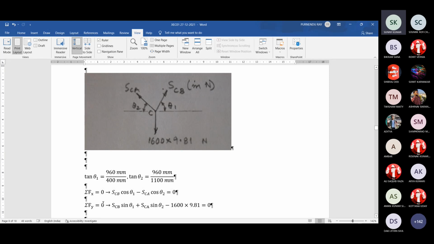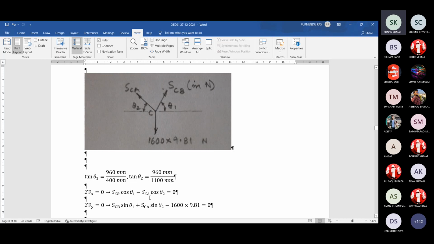Similarly, algebraic summation of component of all the forces in y positive direction is SCB sine theta 1, this one, then SCA sine theta 2, this one, minus 1600 multiplied by 9.81, everything in Newton. So that's all. We solve this. We find these two values SCB and SCA, that is the tension developed in the rope CB and CA. That's all. So that analytical method, we can find out the relation between SCB and SCA by simply this way.